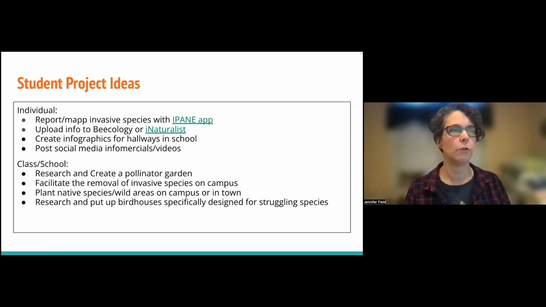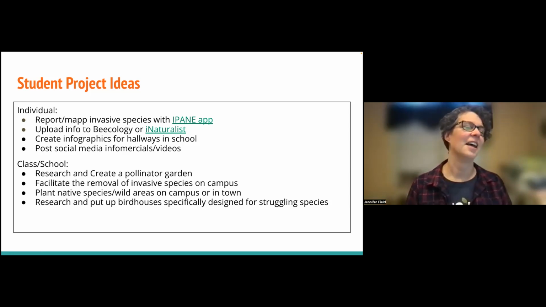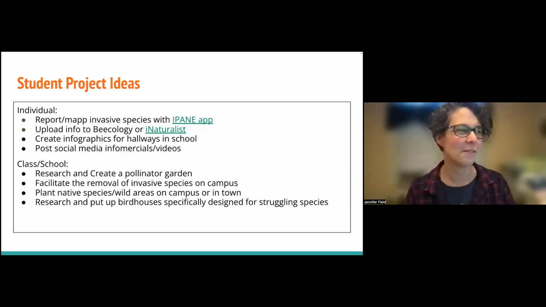We have created infographics for hallways in our schools, and we've also made TikToks and other social media infomercial type things. But again, I teach high school, so that might be a little bit different. But certainly we've researched and created a pollinator garden and helped facilitate the removal of invasive species on our campus, at least logged them and given our facilities manager the heads up that they're not good species.